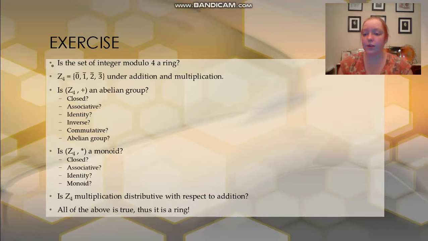And now it also has to have an identity element. So is there an element in the set that if you multiply it by that identity, you get the same element? Yes, and it's going to be 1. If you multiply any number in the set by 1, you get that number. So 1 times 2 is 2. 1 times 3 is 3. 0 times 1 is 0. That's why I said 0.